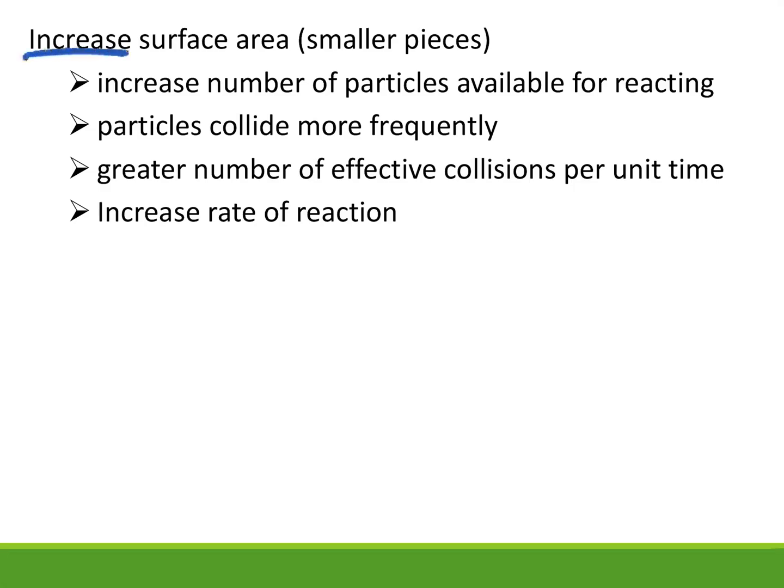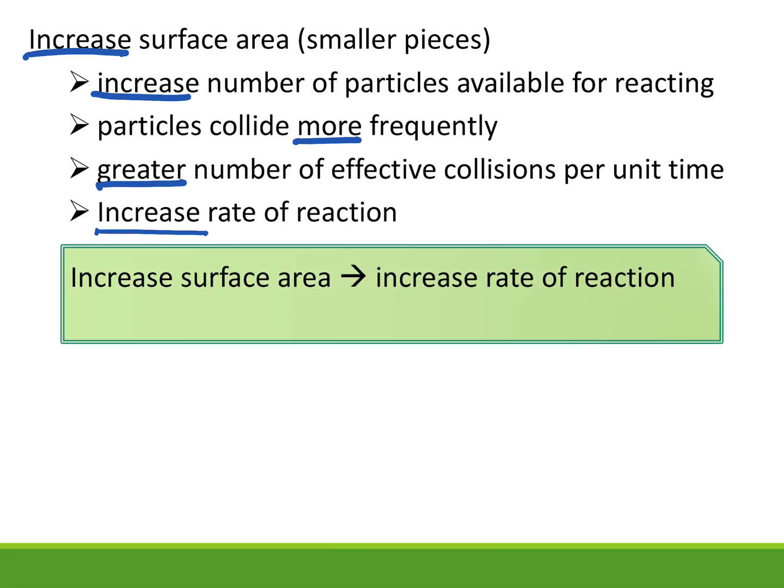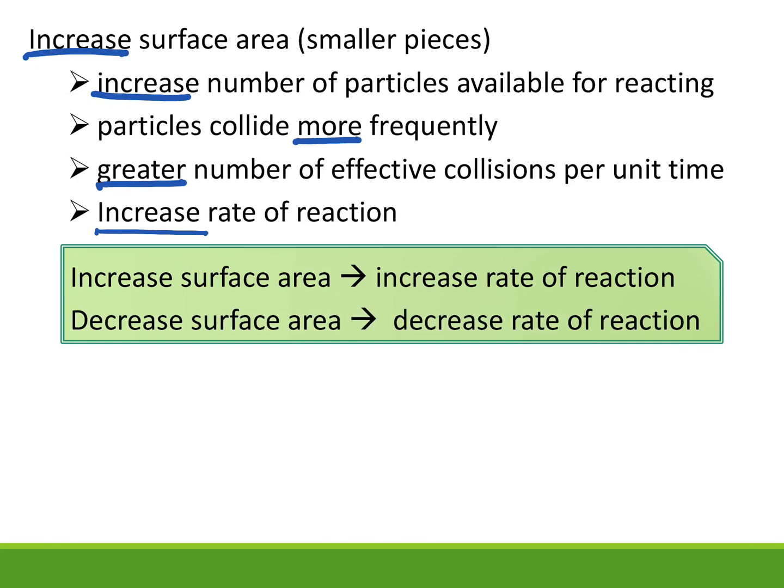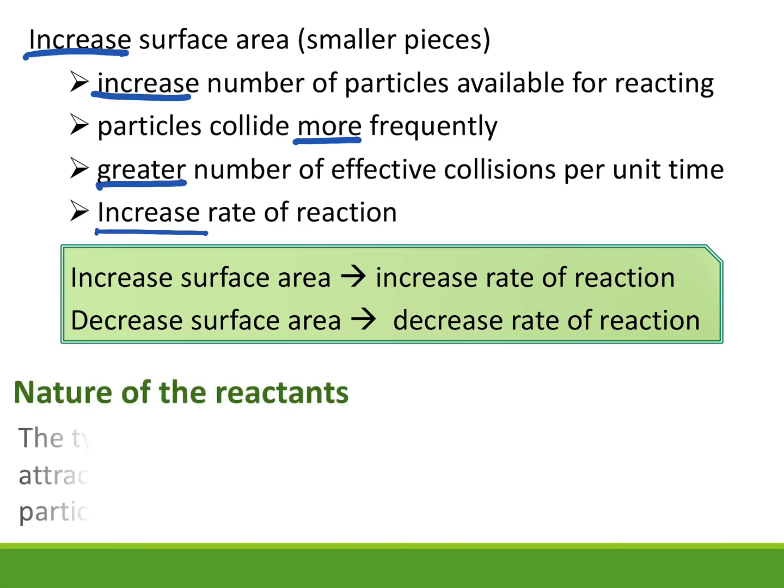If I decrease the surface area, I decrease the number of particles. They collide less frequently. There's a smaller number of effective collisions, so we decrease the rate. Those are the numbers, the words that become the opposite. So, in general, if I increase the surface area, I increase the rate. If I decrease the surface area, I decrease the rate.